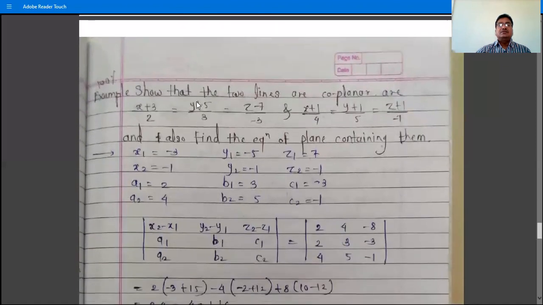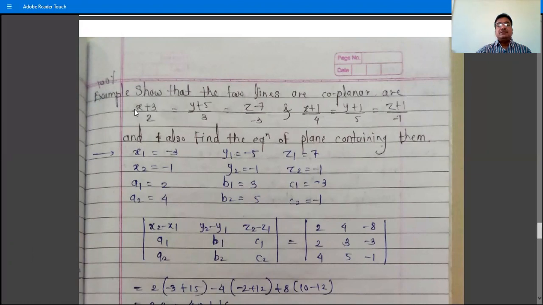So there is a very straightforward question with 100% probability of appearing. The question is to show that the two lines are coplanar. The given lines are in symmetrical form. Then also find the equation of the plane containing them.